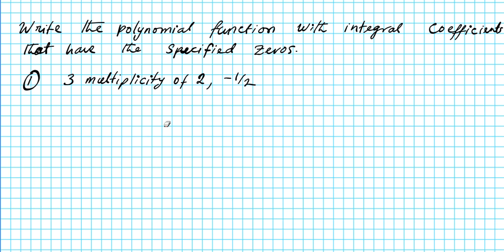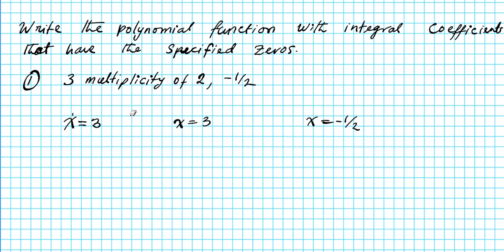Okay, so the first step is to set up equations that basically assign x to each 0 that is indicated to us here. So 3 with a multiplicity of 2 means what? It means that we have x equals 3 and another x equals 3 as solutions to the polynomial equation when set equal to 0. Okay, so the multiplicity of 2 means that we're going to have two zeros that have the value of 3. And then we have the last one, x equals negative 1/2.